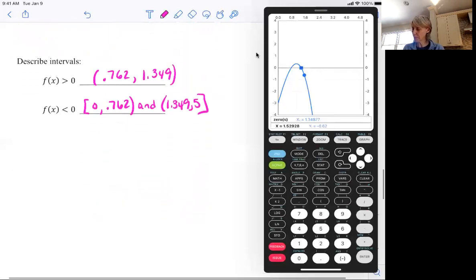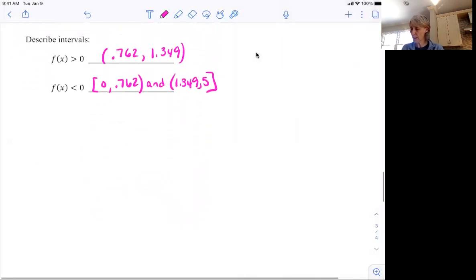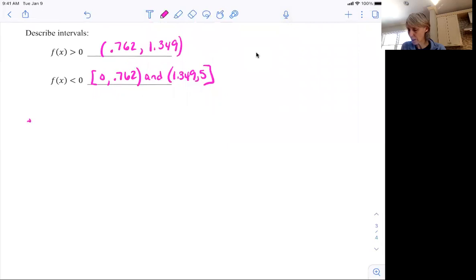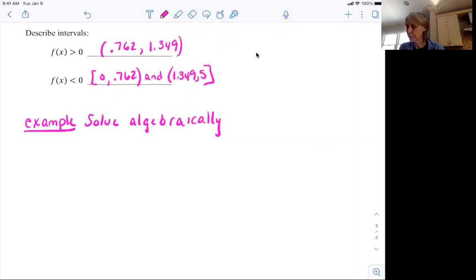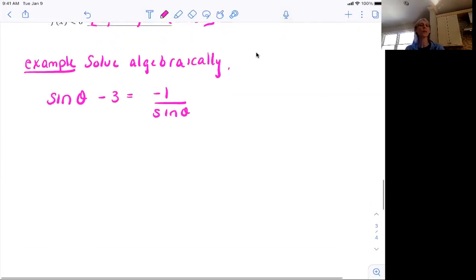Okay. Before we leave today, there's one other problem that we didn't really get to, so I would like you to add this in. This is going to be solve algebraically, meaning no calculator. Let's say I have something like this: sine theta minus 3 equals -1 over sine theta. I didn't really do anything like this, so I just want to go through it with you today.